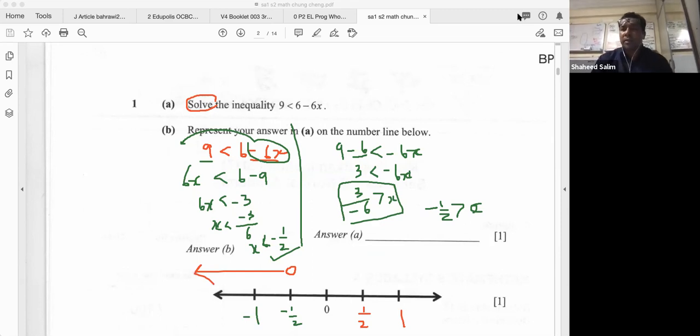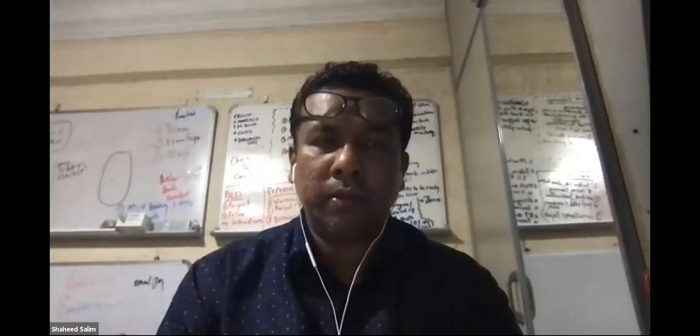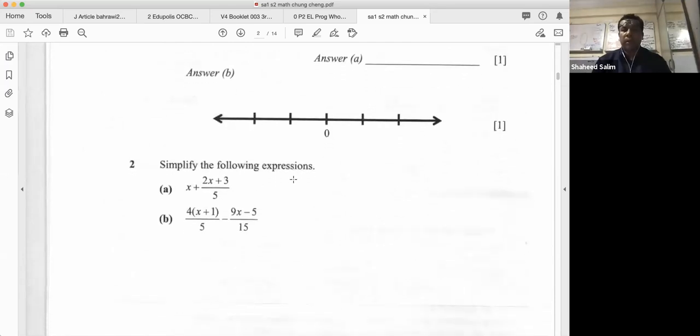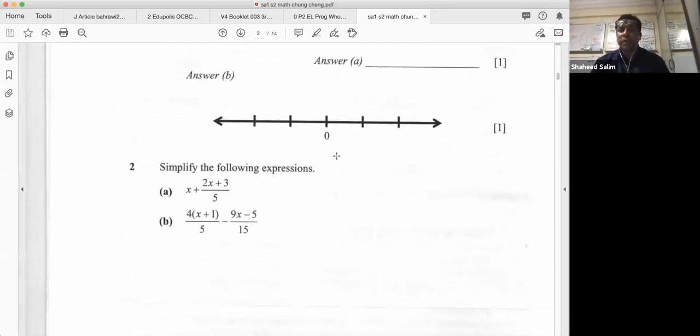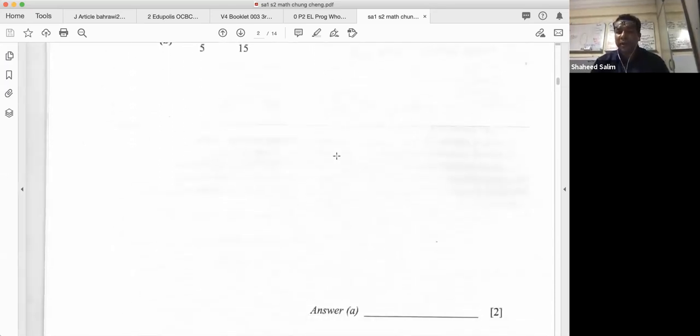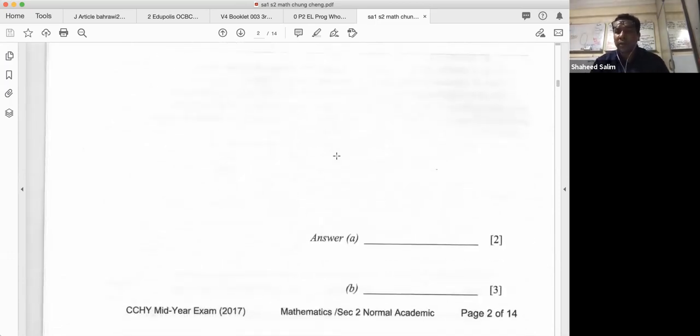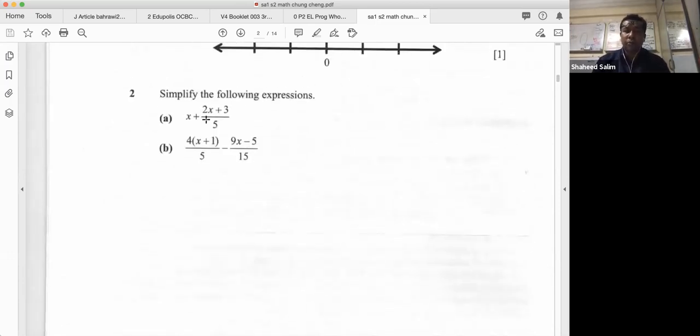Okay, how many marks is this? This one is, let me see, 1 mark each. Okay, so we move on to the next one. This one now, how many marks is this? Let me see, sorry. 2 marks for each. Oh, 2 and 3 marks. This is 2 marks, this is 3 marks.